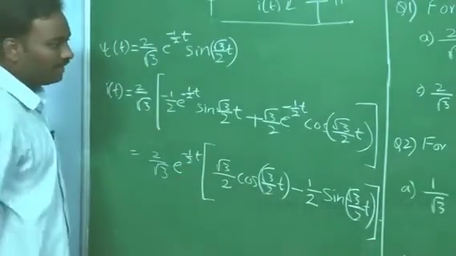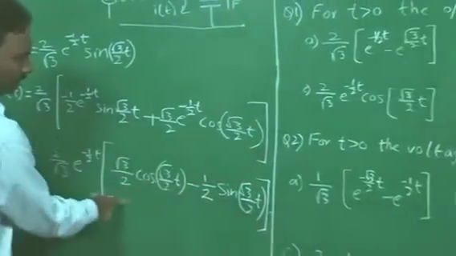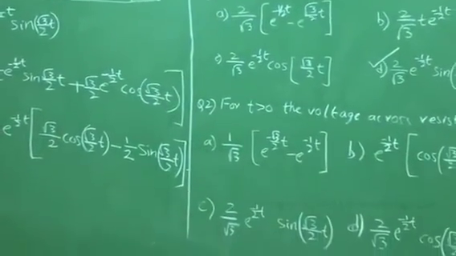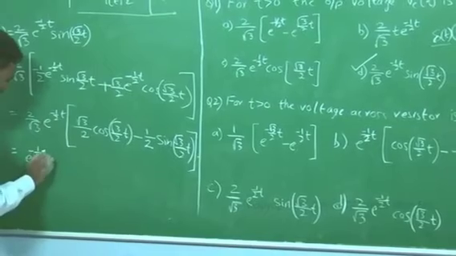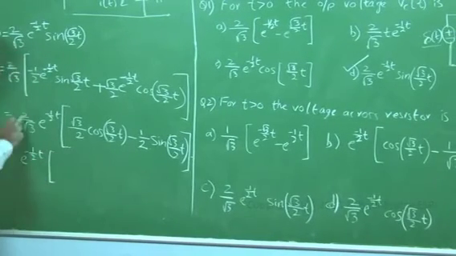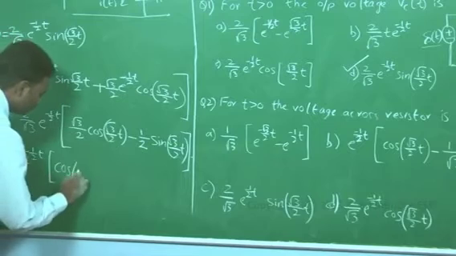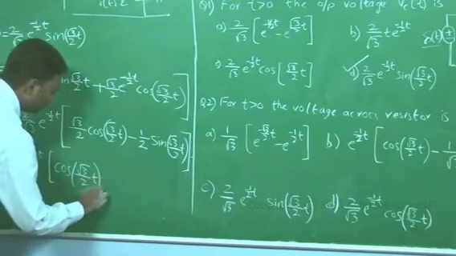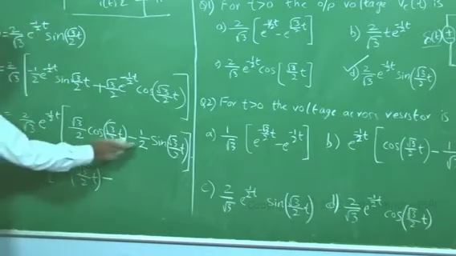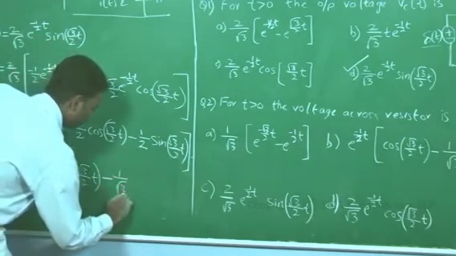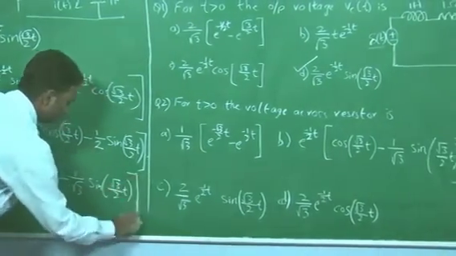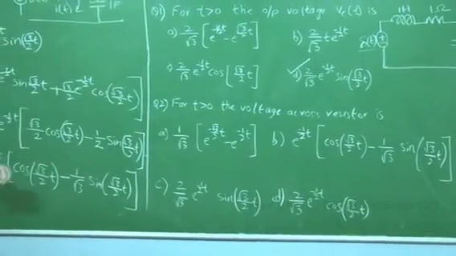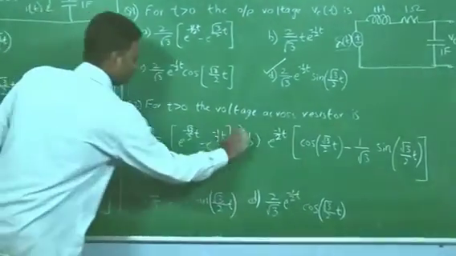From the given options, we can see that option B is similar to this one without this term. Let us take this term inside the bracket. We can write it as e^(-t/2) times, 2/√3 times √3/2 is 1, that is cos(√3/2 t), minus, the 2 and 2 get cancelled, 1/√3 sin(√3/2 t). This is nothing but option B, so the right answer is B.